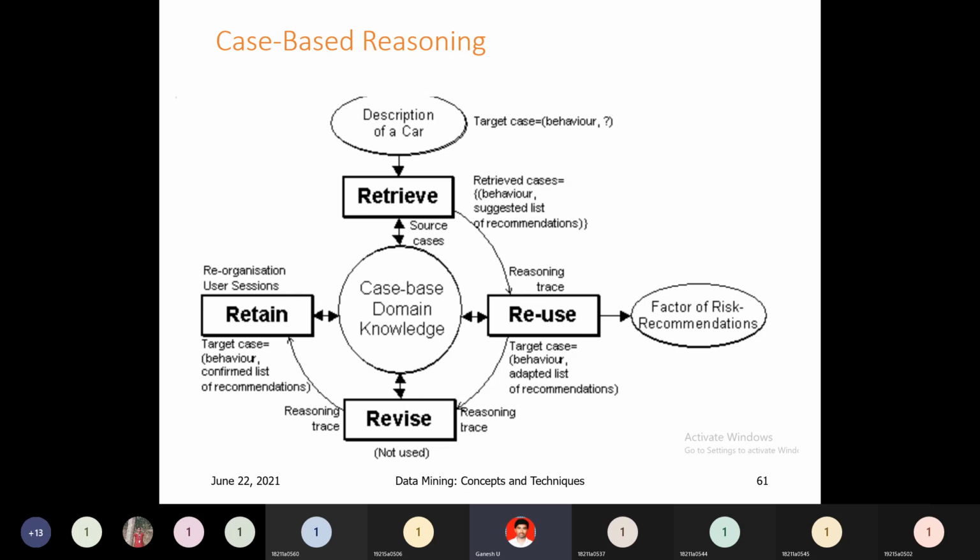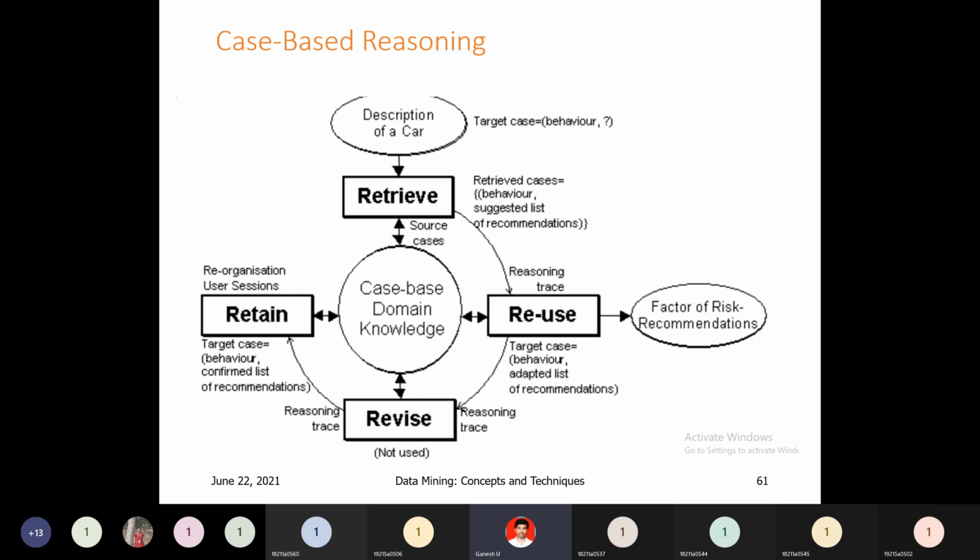Suggested list of recommendations. From previous information, you can find out which car you can take, some recommendations, these cars, so you can take like that. That is the first R, retrieve.